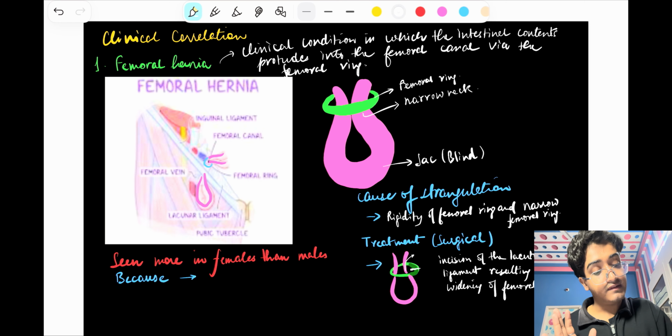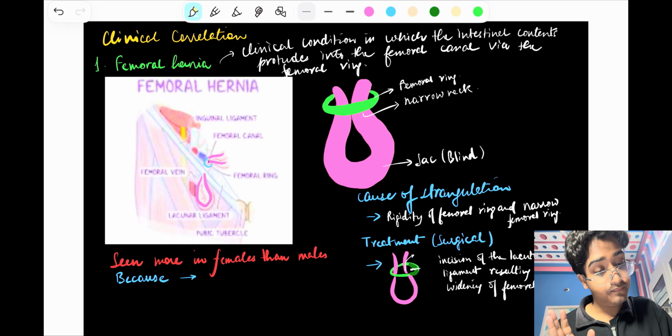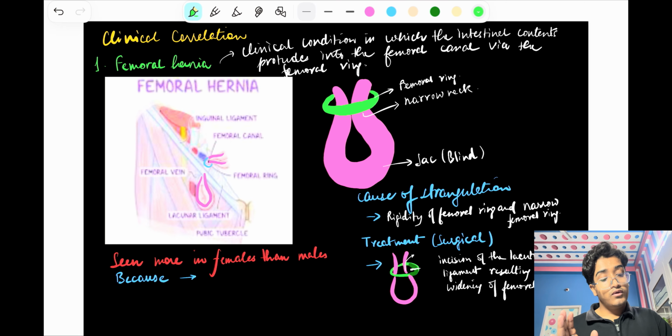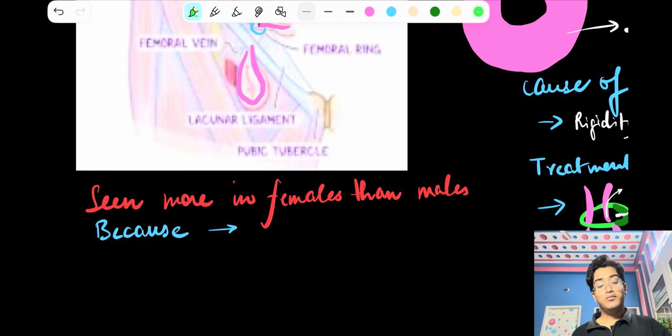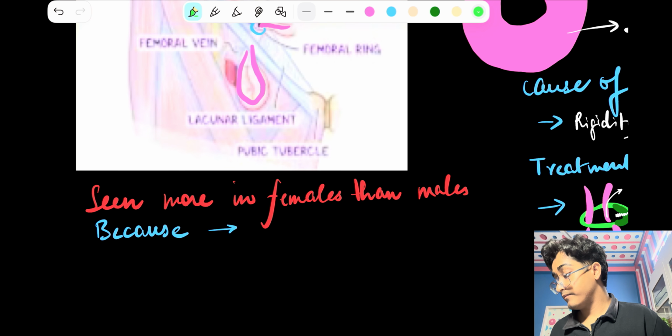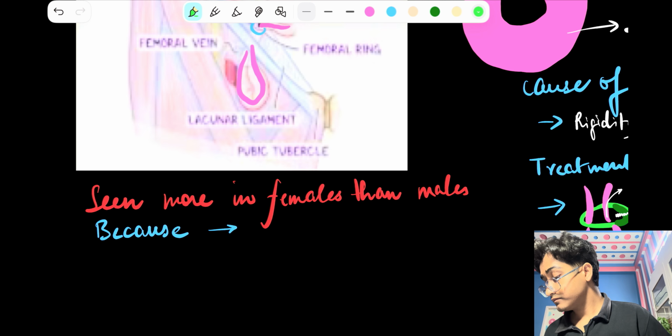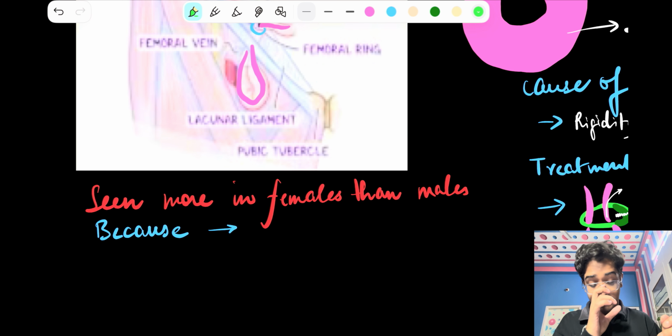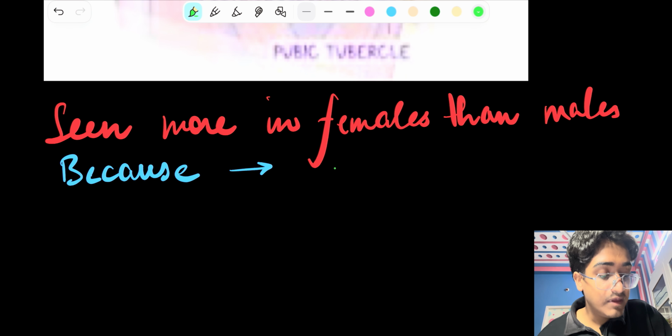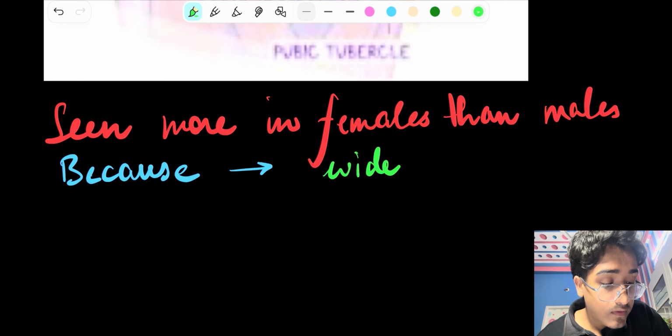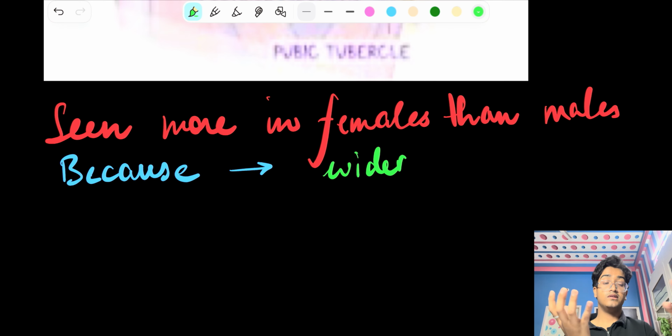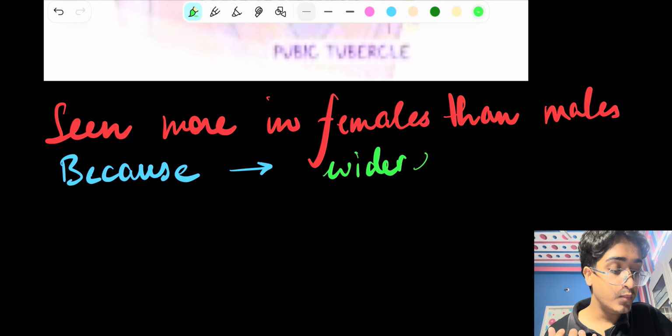Now there is another thing which you should remember: why is femoral hernia more common in females than males? It is because females have a wider pelvis, so the intestinal contents have more potency to move towards the pelvis. Okay, wider pelvis.